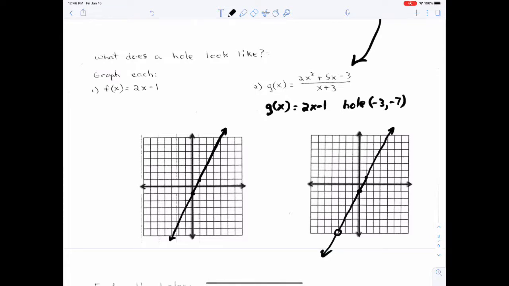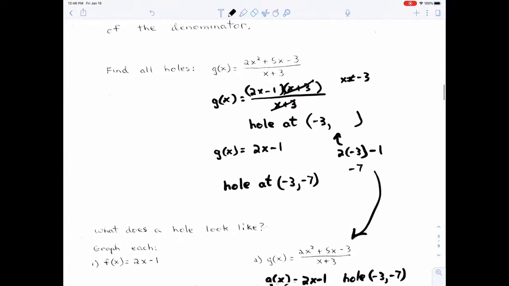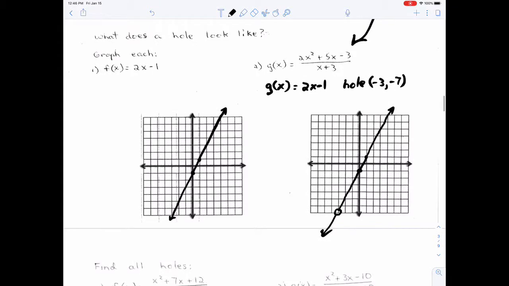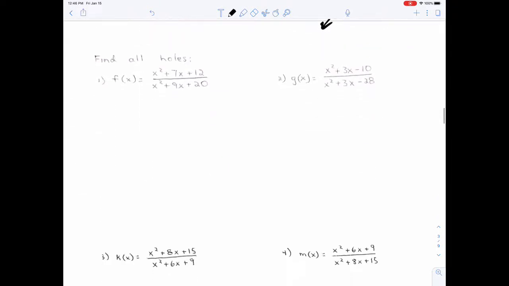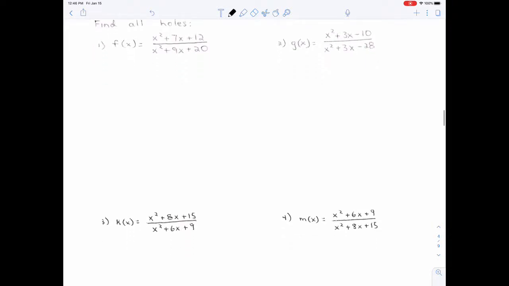So they're the same. Number 1 and number 2 are the same. The only difference is there's a point missing, and that point is at -3 comma -7. And again, we did the work for it up here. Well, that's what a hole is. It's just a missing point. Okay, having said that, let's find the holes.